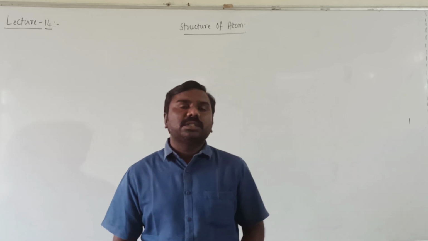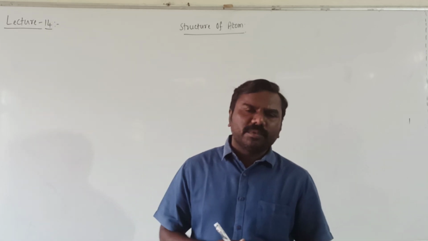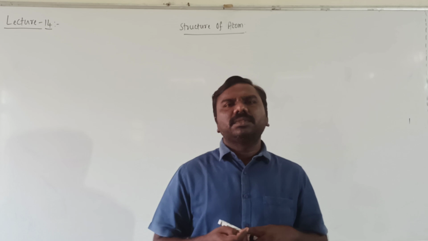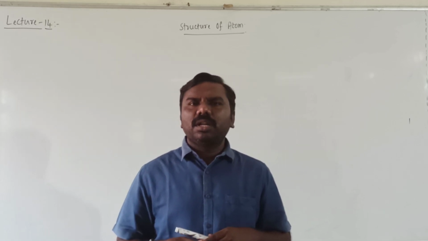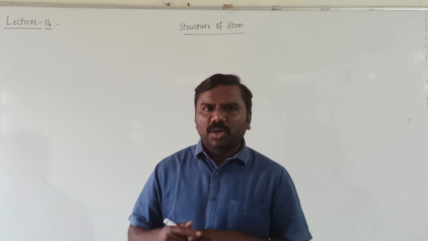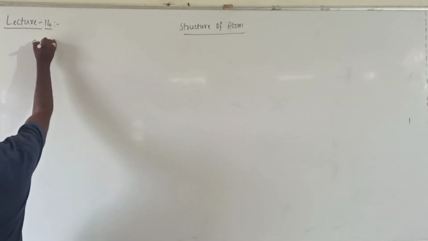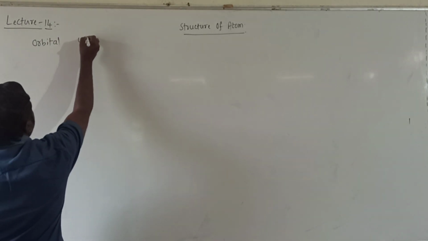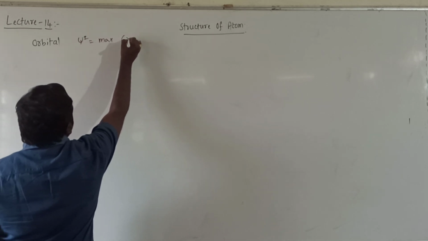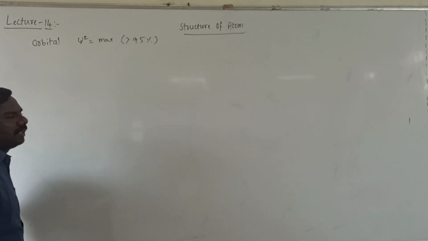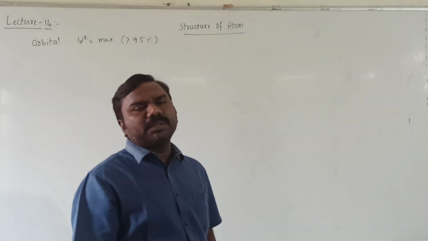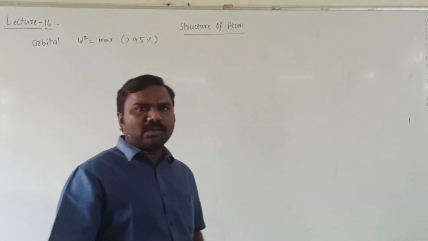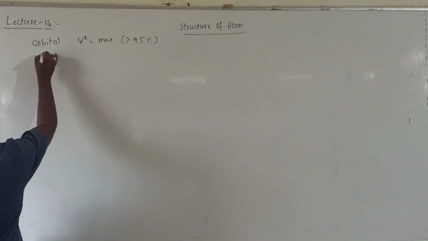So now in this session, the first topic is orbit and node. Orbit: the region where the probability of finding an electron is maximum in 3D space around the nucleus is called an orbit. Orbital means psi square value will be maximum, that is greater than 95%. The probability of finding an electron is greater than 95% around the 3D space of the nucleus, called an orbital.